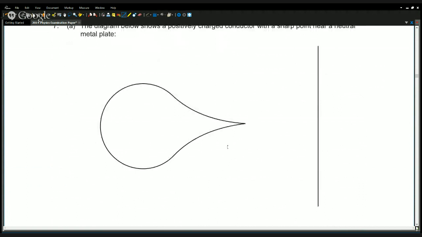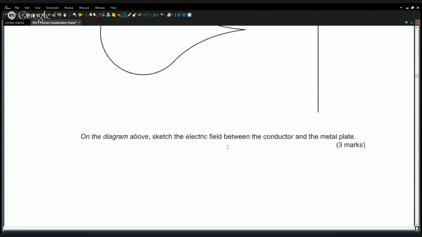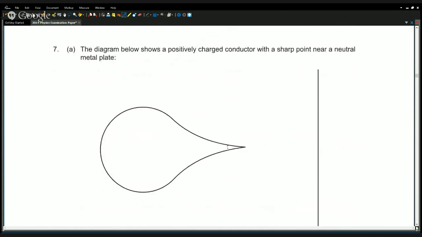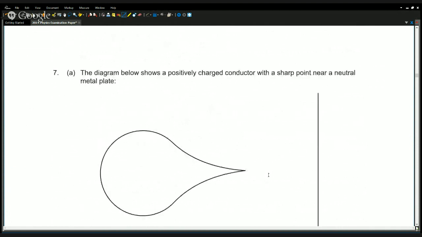Moving on. The diagram below shows a positively charged conductor with a sharp point near a neutral metal plate. Okay, I'm going to butcher this, but I'm going to try my best. Now, you're going to get electric field. Positive charged conductor. Now, I'm not going to draw the positive sign. I'm going to make a complete mess of this.